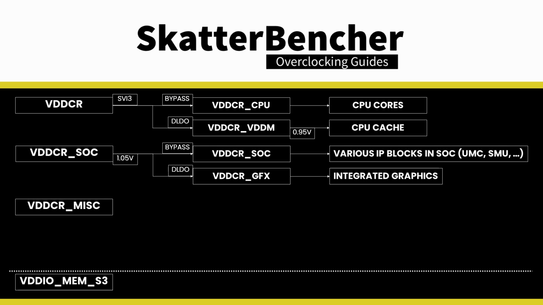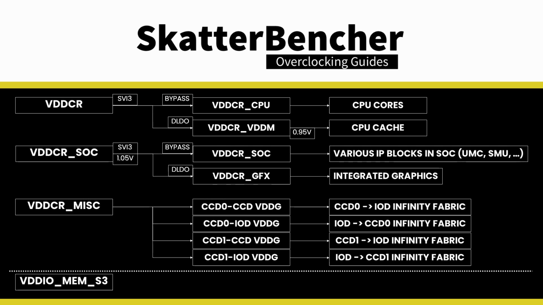VDDCR GFX provides the voltage for the GPU cores on the I/O die. The voltage rails can work in either regular mode or bypass mode. In regular mode, the voltage is managed by the integrated voltage regulator and derived from the VDDCR SoC voltage rail. When the integrated voltage regulator is in bypass mode, the voltage is equal to the VDDCR SoC voltage rail. The VDDCR SoC voltage rail can directly be controlled via the SVI3 interface.